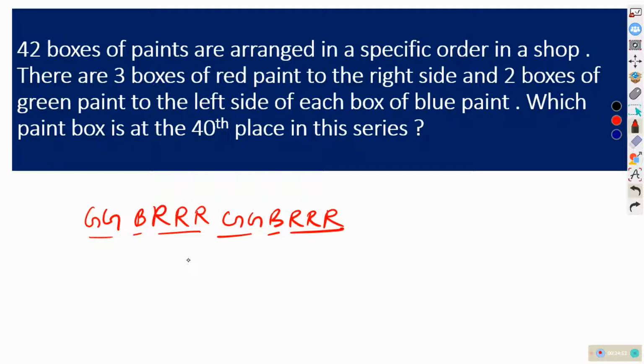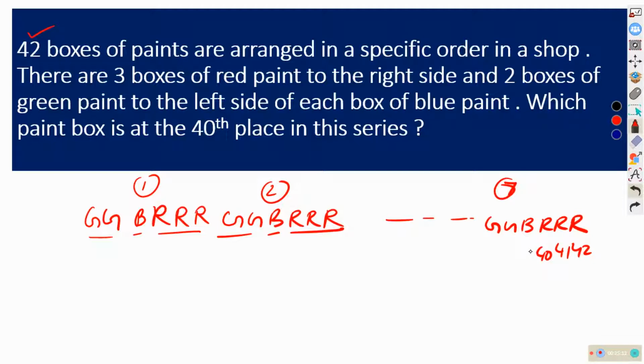Now the question is, what will be at the 40th position? How many are there? 42 are there. So this is one set, two sets, there will be a seventh set here, which will again be G, G, B, R, R, R. This will be 42nd, this will be 41st, this will be 40th. Right? So the 40th position will be a red color paint box. Finished. 40th position, red color paint box.